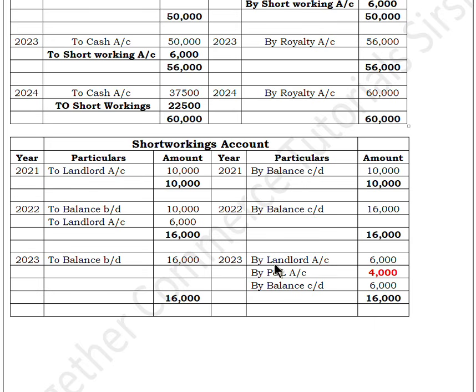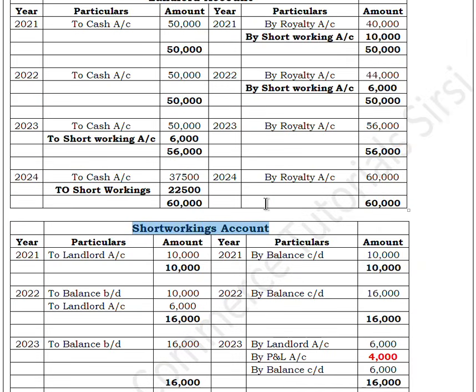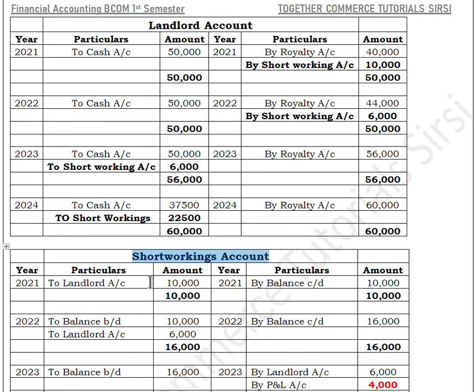Sorry students, there was a small error. Let me explain the short workings account once again. To prepare the short workings account, you should see the previous account first. In the landlord account, all the balancing figures, that is the difference between minimum rent and the royalties, are named as short workings. So in the first year, you can see the minimum rent was 50,000, the royalty was 40,000, hence the short working amount is 10,000.